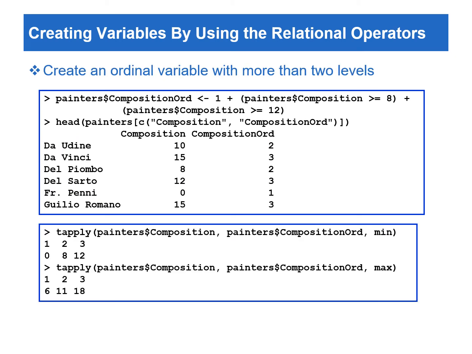Once we finish creating this ordinal variable, we can use the tapply functions to check if this variable is correctly created. The result from the first tapply function shows that the minimum value of composition within each level of the newly created variable is 0, 8, and 12. The result from the second tapply function shows that the maximum value of composition within each level of the new variable is 6, 11, and 18.